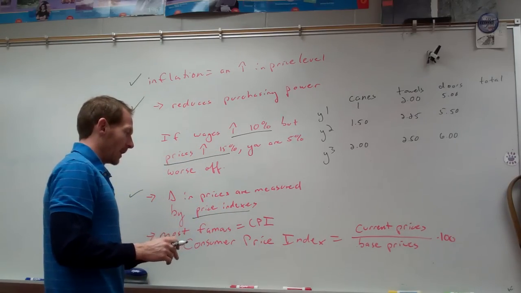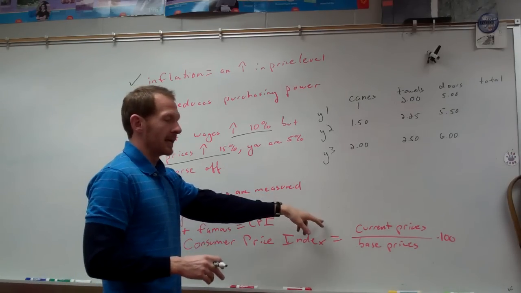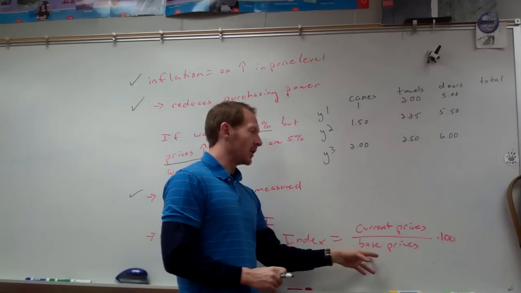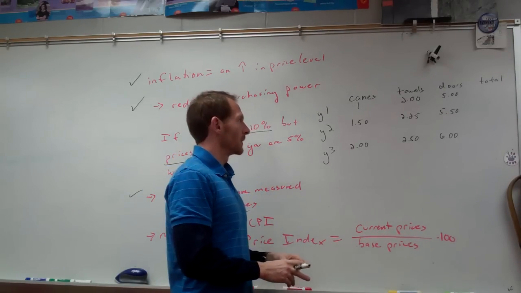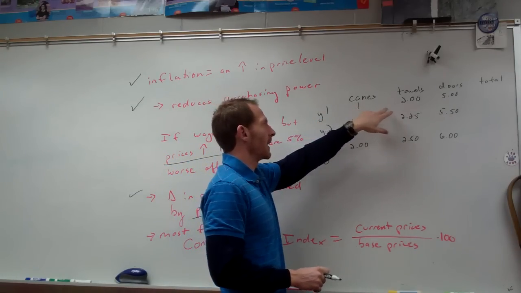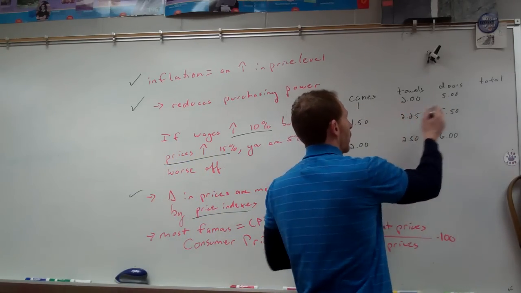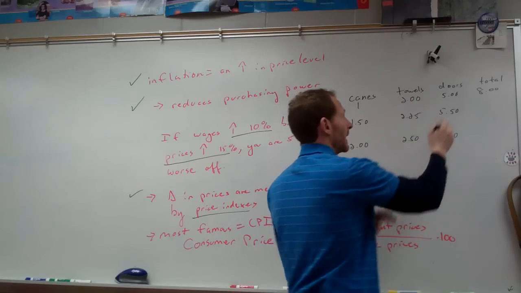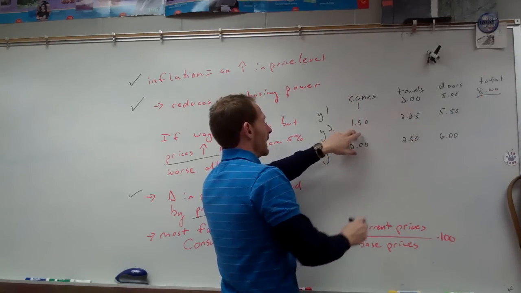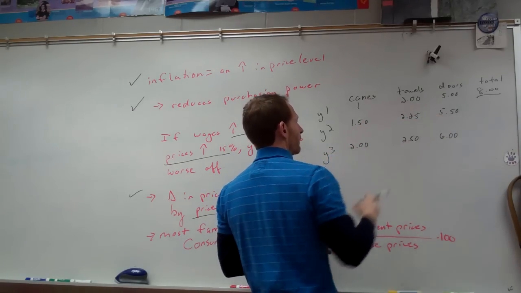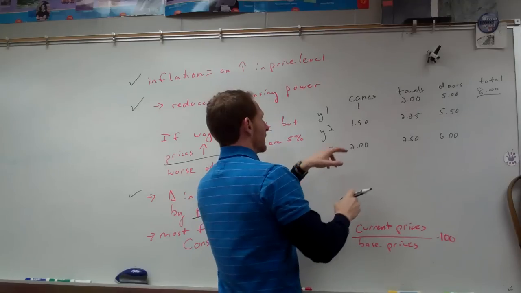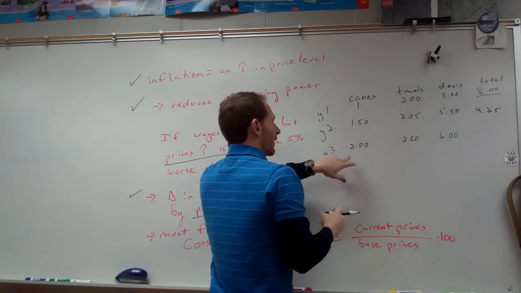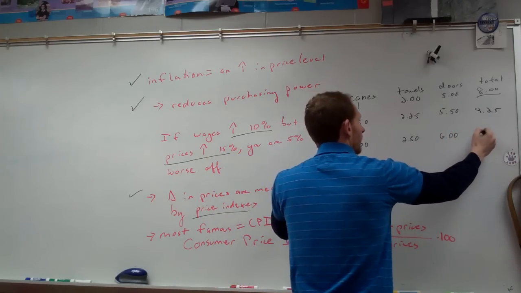The equation for the CPI is to take current prices, sometimes called nominal prices, over the base year price, times 100. So let's get an example. In year 1 we have canes for $1, towels for $2, and doors for $5. So in total, this would equal $8. So the current price for year 1, or the nominal price, would be $8. For year 2, it'd be $150 plus $225 plus $550, and that would be $925, right? And then for year 3, it would be $1050.